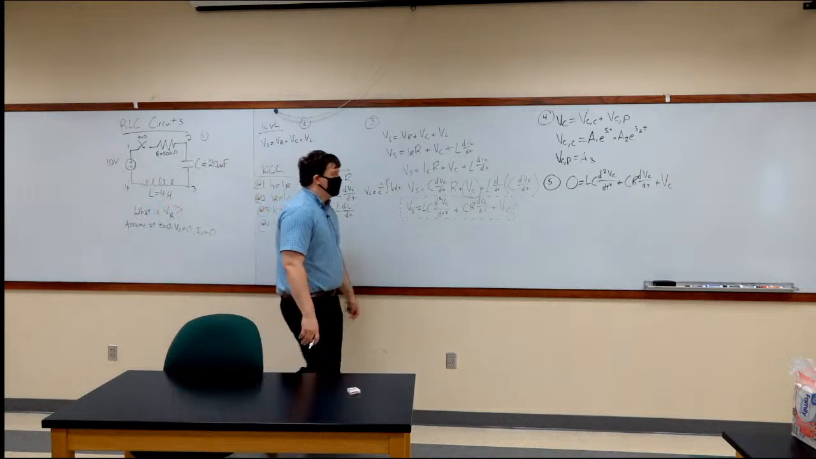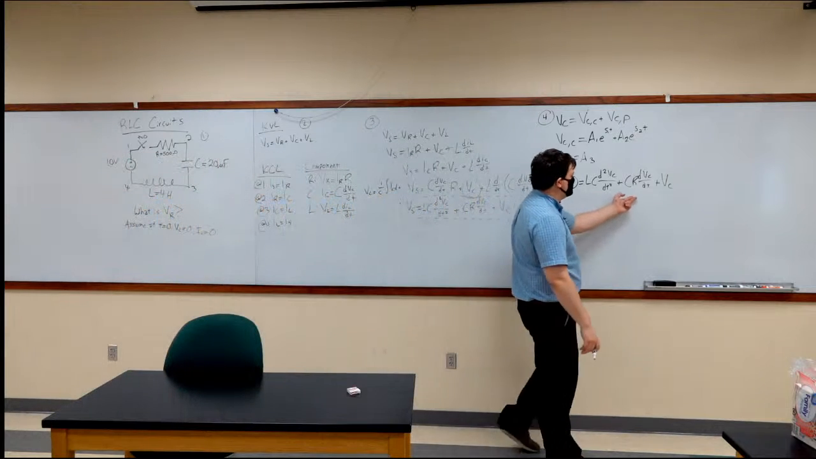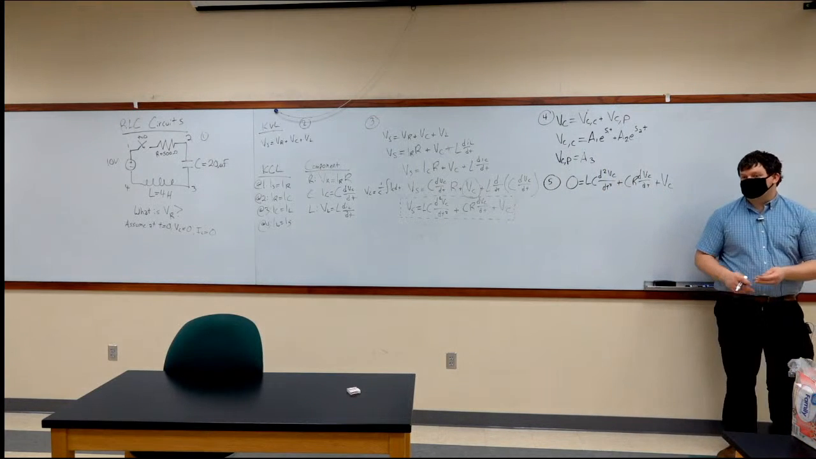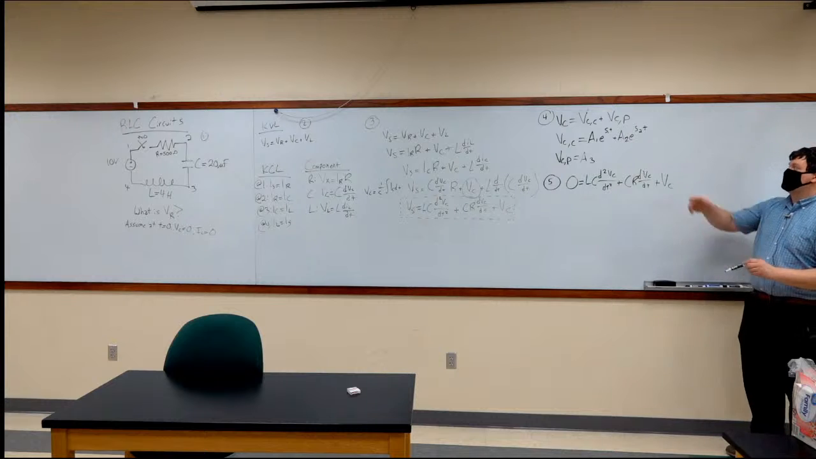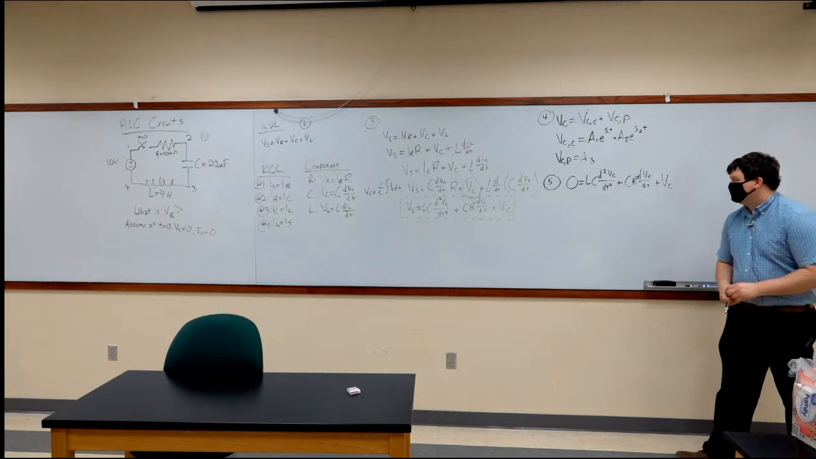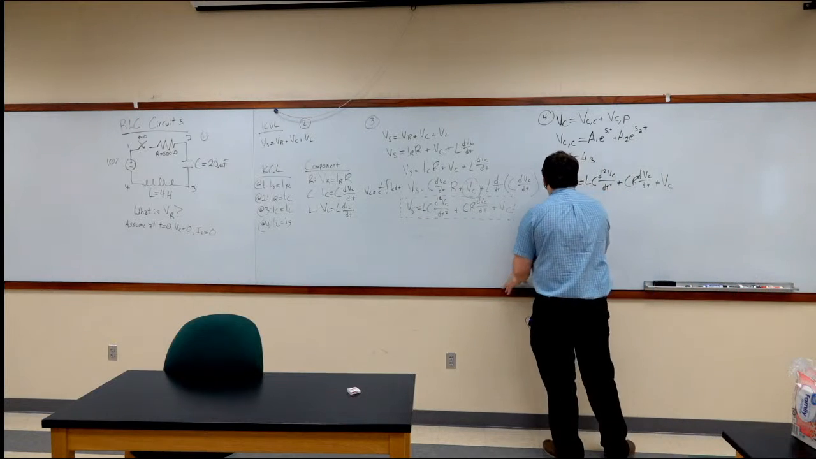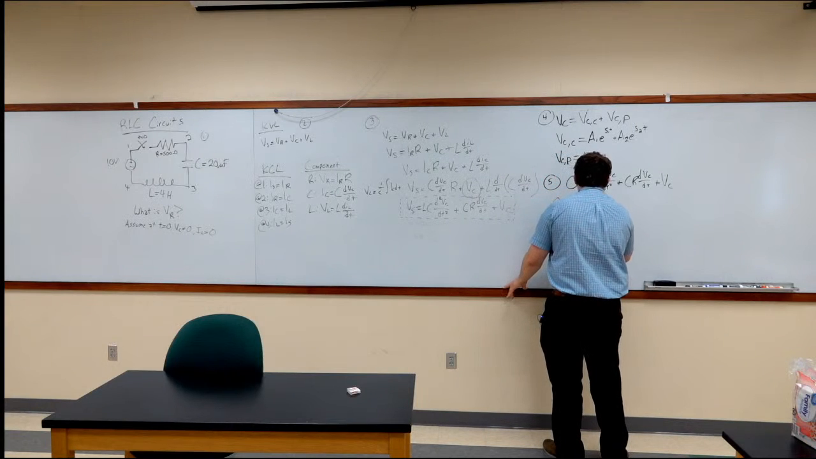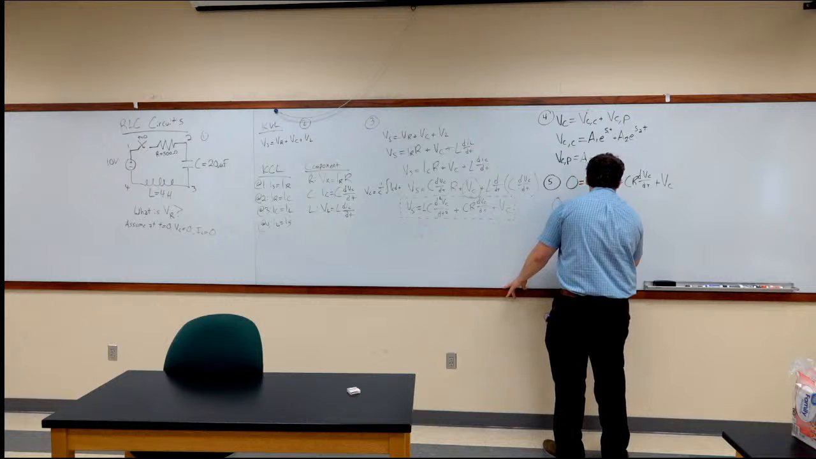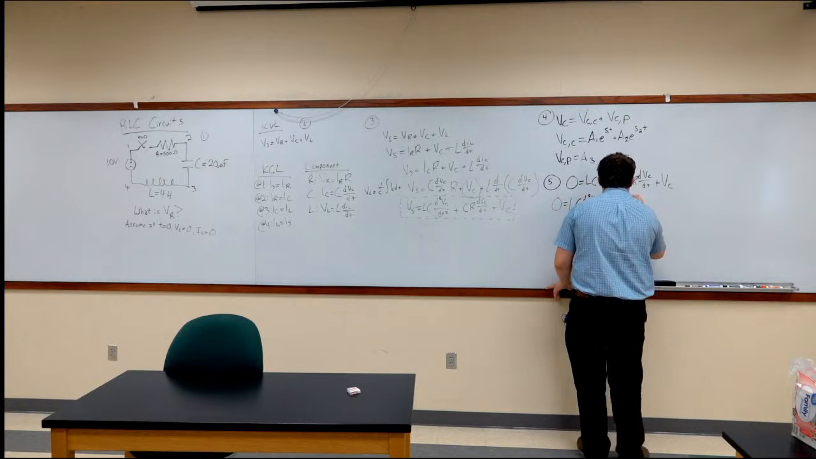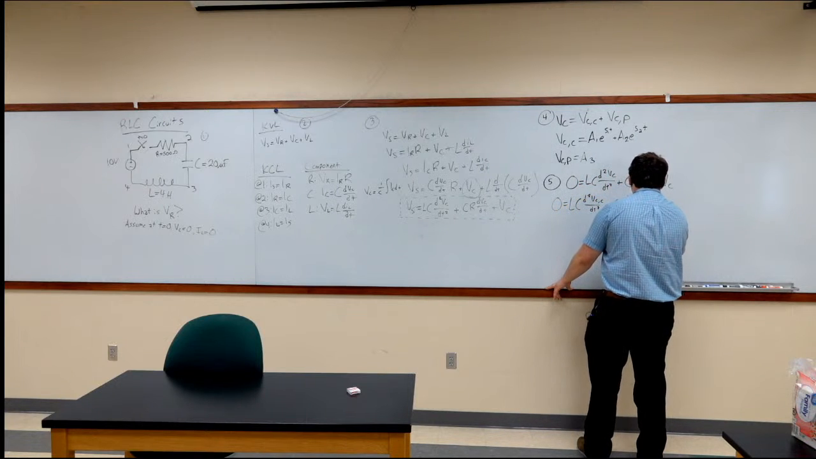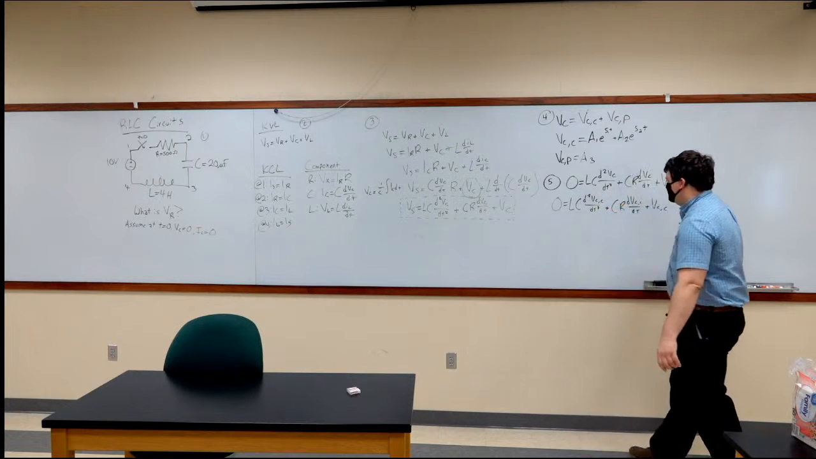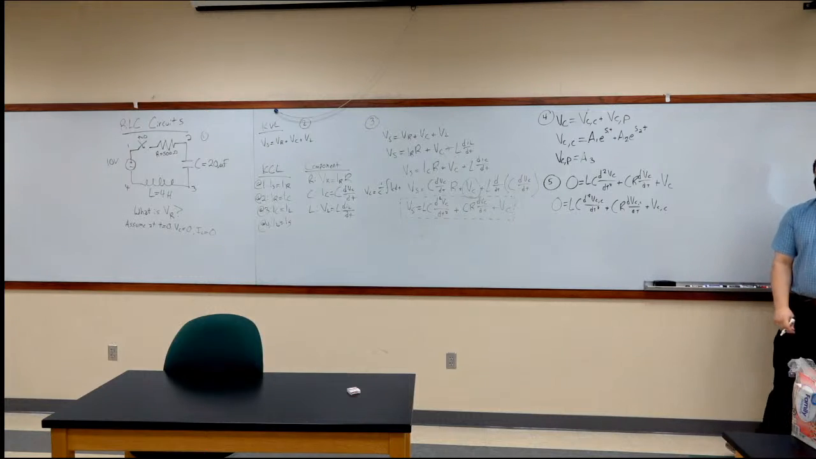Now all we're going to do is plug in VCC for VC, because that's what you do with a homogeneous equation. You solve for the part that goes away. So you have 0 is equal to LC d squared VCC dt squared plus CR dVCC dt plus VCC. This is about to get real gross, fam.